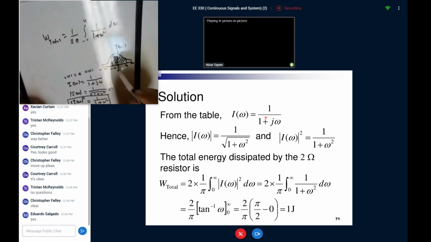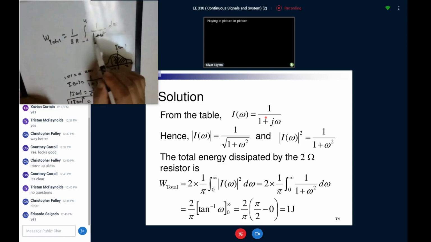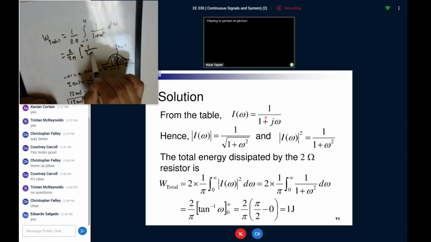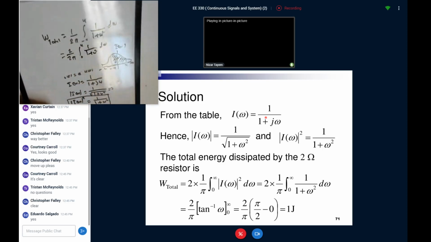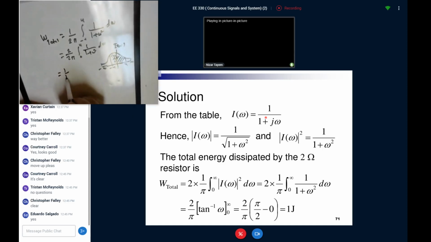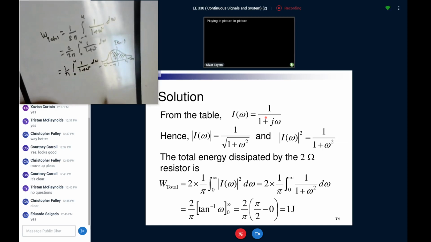But now we know this is symmetric, so we can do the integral from 0 to 4 by multiplying by 2. So then 2 over 2 pi is equal to the integral from 0 to 4 of 1 over 1 plus omega square d omega. So we get 1 over pi times the integral from 0 to 4 of 1 over 1 plus omega square d omega. We know this integral is a tan inverse. So if we do the integral, 1 over pi.